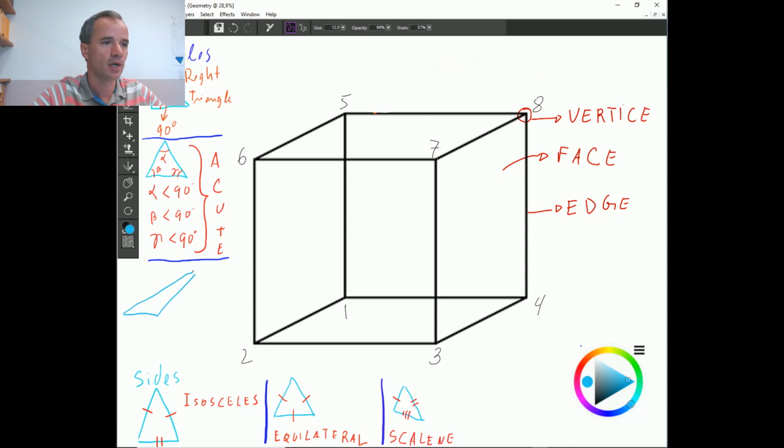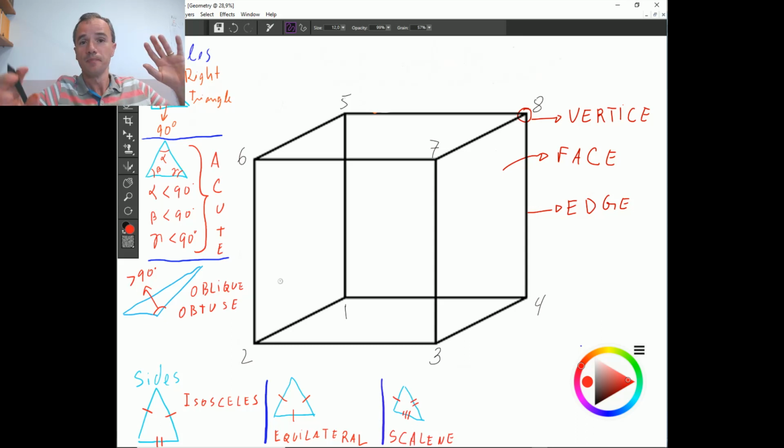This is a triangle, and we're going to see that this angle in here is greater than 90 degrees. In this case, we're going to say that this is an oblique or an obtuse triangle. Okay, so we have to see all those things.